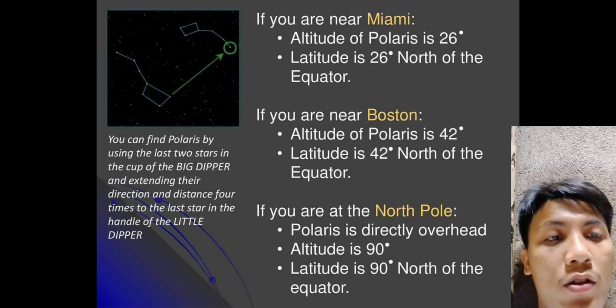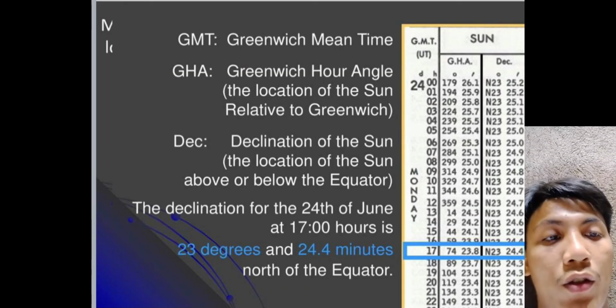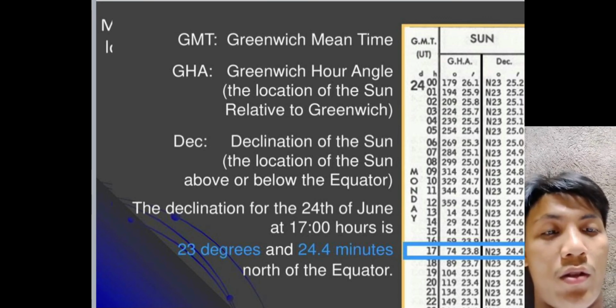If you are near Boston, the altitude of Polaris is 42 degrees, so the latitude is 42 degrees north of the equator. If you are at the North Pole, Polaris is directly overhead. Altitude is 90 degrees, latitude is 90 degrees north of the equator.